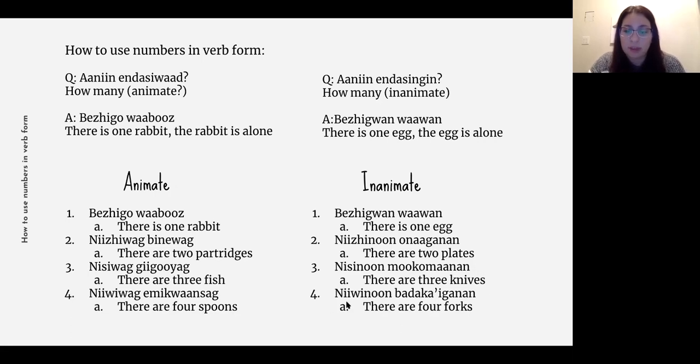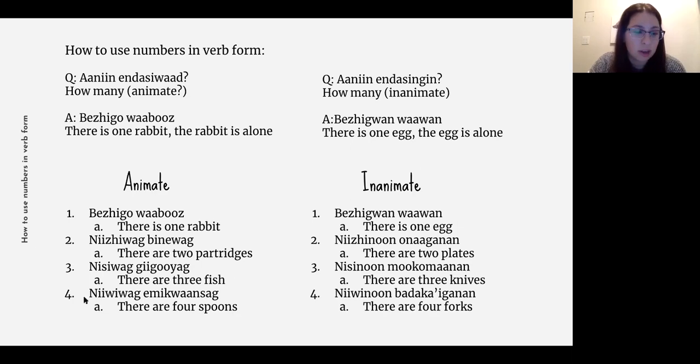So if you want to say four forks, what you would say is niwi, which is four, niwinun, which is an inanimate ending, as these three are all the same. Badakaiganan. Niwinun badakaiganan. There are four forks.